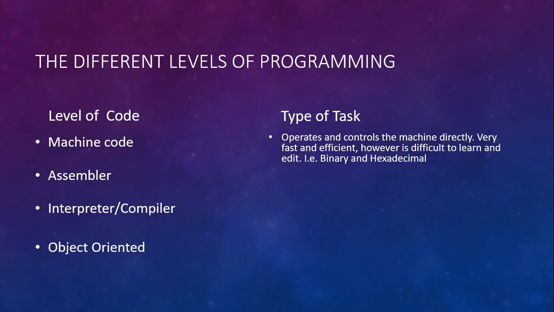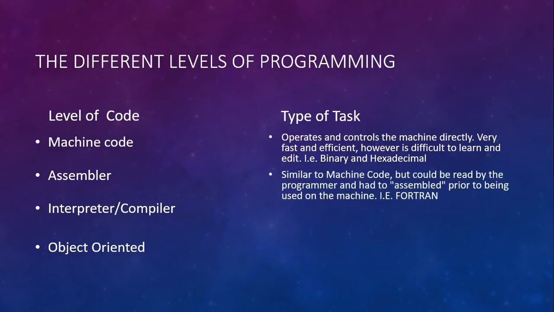And ultimately, for all of those higher levels, assembler, interpreter, object-oriented, part of their job is to take those different things and turn them down into machine code. So machine code is ultimately the language of the machine. All right. Now, assembler is very similar to machine code. However, one of the big advantages of assembler is that it's readable by the programmer.